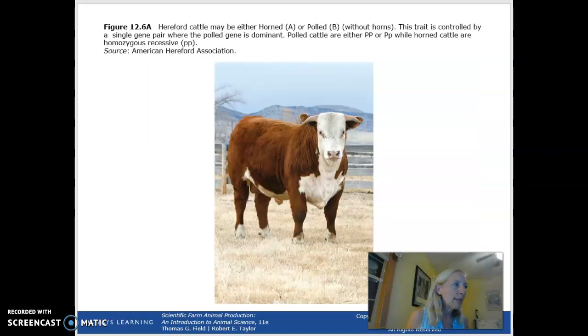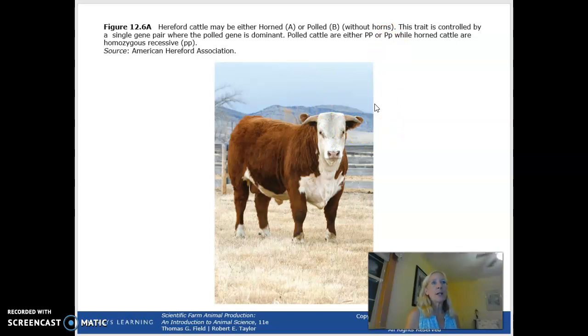Another trait that we see a lot in cattle is the trait of horns or being born polled. It's not called hornless, it's called polled. It just so happens in cattle, this is kind of weird, that the horned trait is the recessive trait and the polled gene is dominant. So polled cattle are either homozygous for polled, those would be purebred cattle, or heterozygous, meaning they carry the horned gene. So for the most part in cattle, we don't want them to have horns.